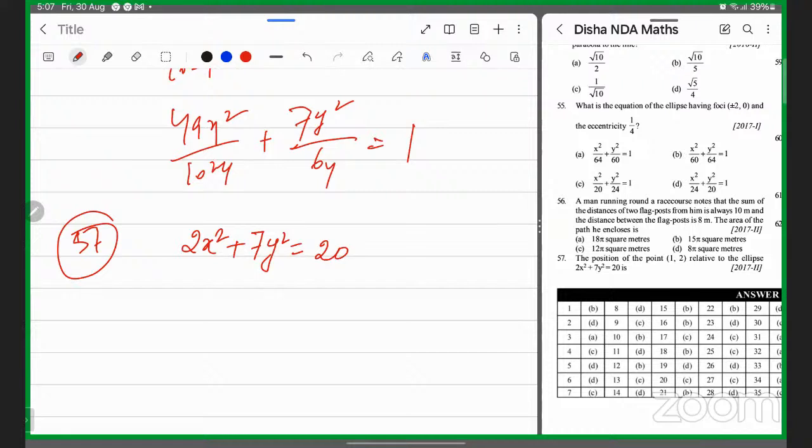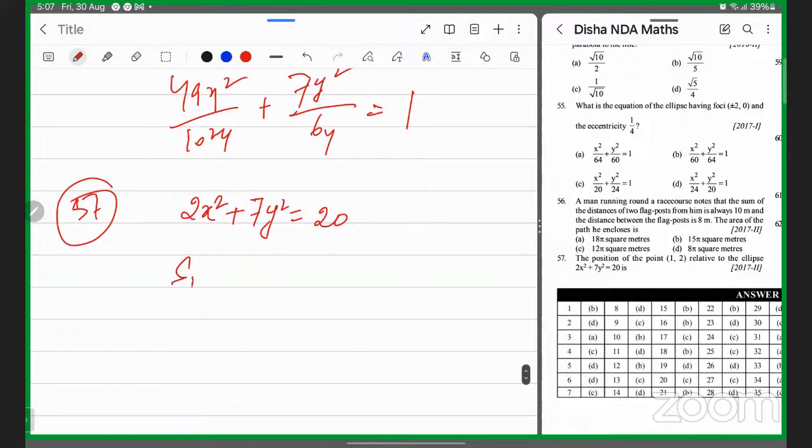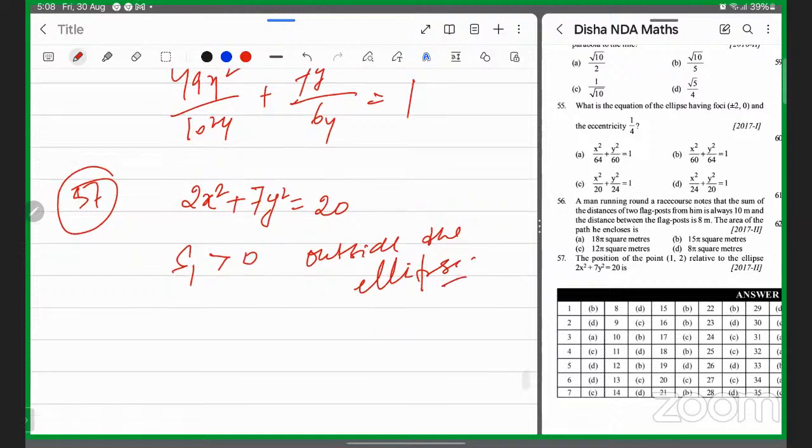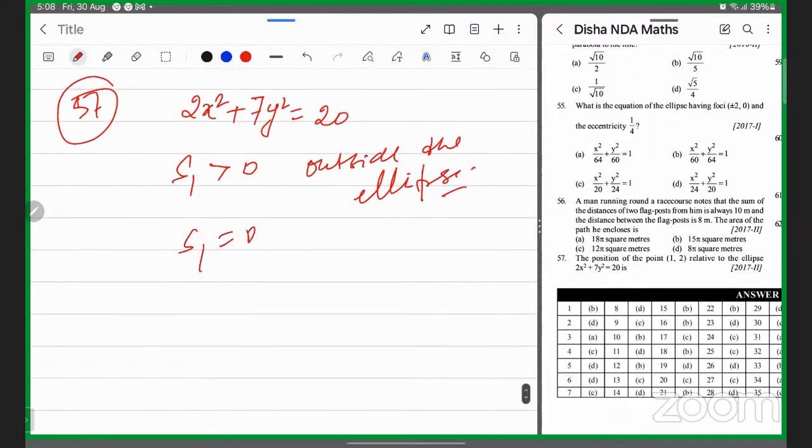When you find three things: S1 greater than 0 means the point is outside the ellipse. Important. S1 equal to 0 means on the ellipse. And S1 less than 0 means inside the ellipse.